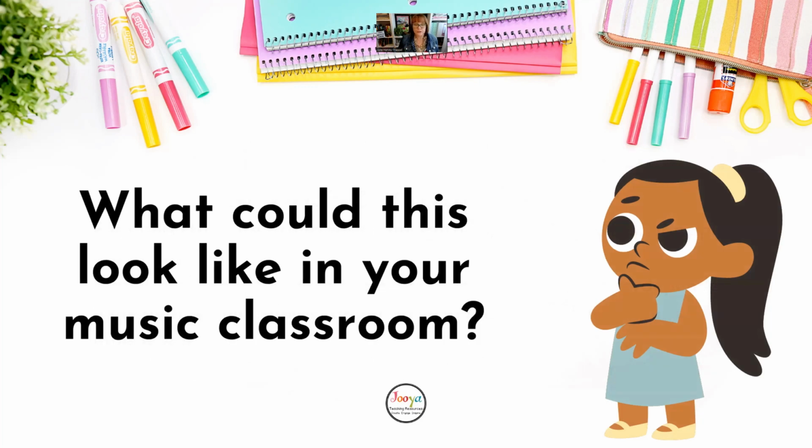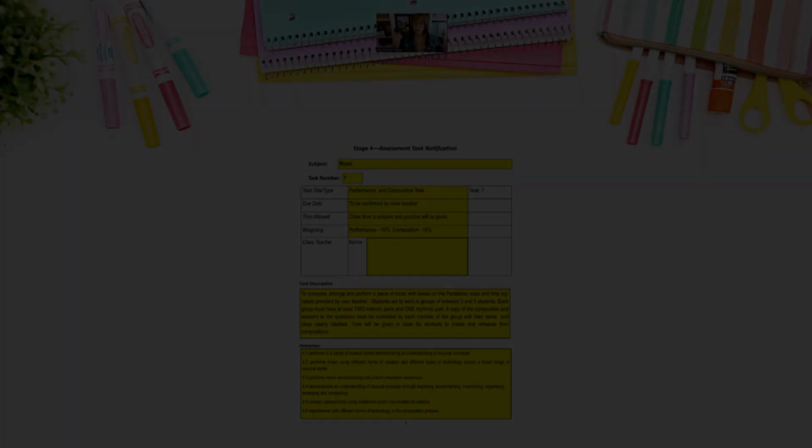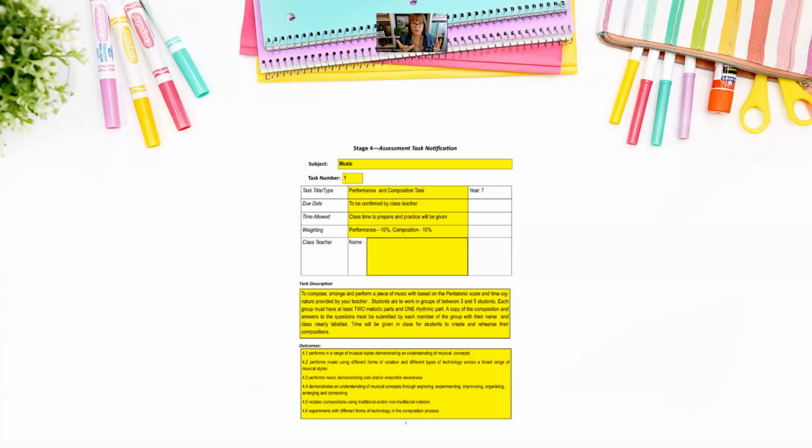So what could this look like in your music classroom? I wonder. So this is an assessment task that I have to use in my school, and this is exactly what it is. I've literally just blocked out the headers where the school is, and obviously the names of the teachers and staff, because it's not fair for me to do this. This assessment task, the outcomes that you can see down the bottom have changed slightly over the years, but it's the same sort of thing. So this is what we have to actually do when we're handing out an assessment task. This is for grade 7.